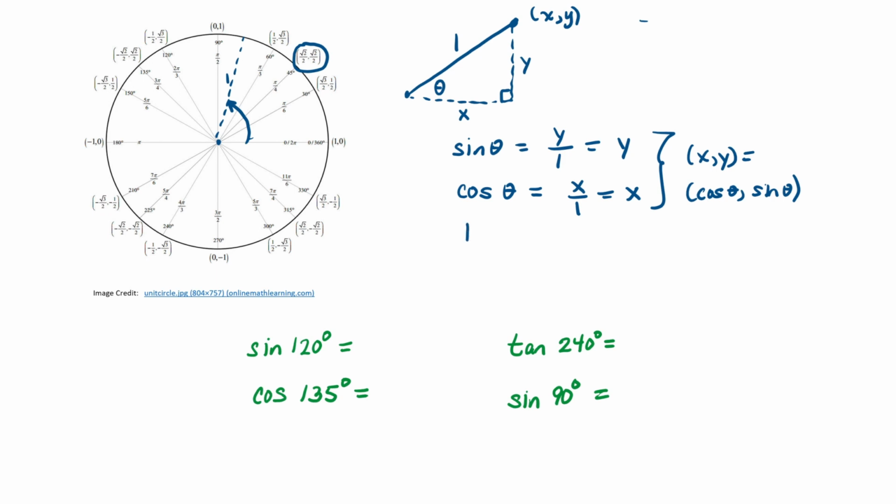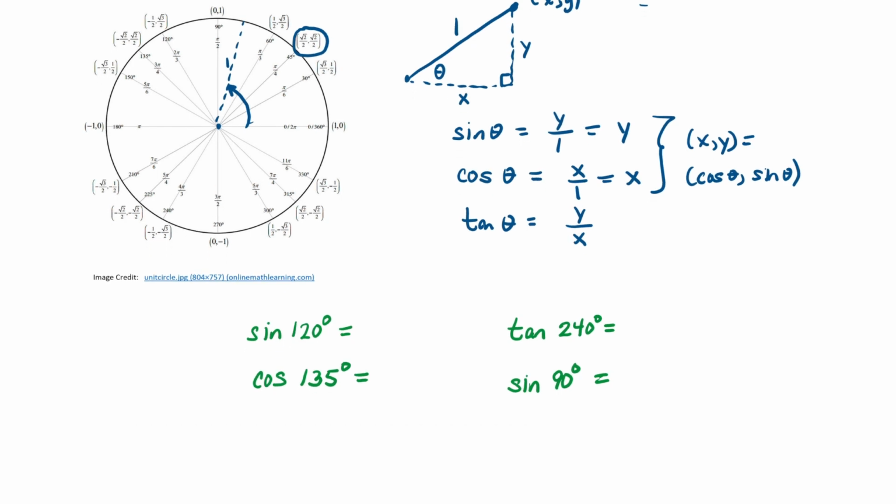Okay. Now let's look at tangent of theta. Tangent is opposite over adjacent, which is y over x. So that means that we could also easily find the tangent of the corresponding angle by just finding the ratio of the coordinates. So let's just take a look at how we can apply this.